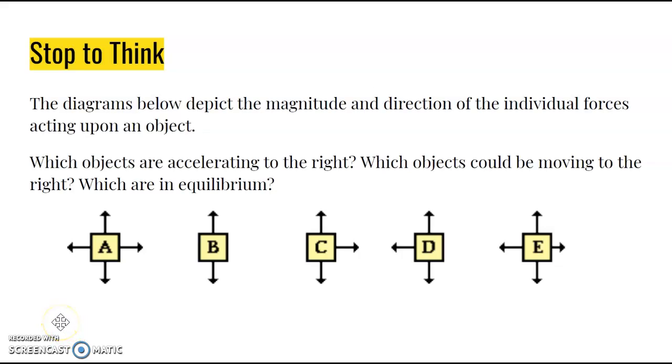And which are in equilibrium? A and B are in equilibrium. We do not know whether it's static or dynamic equilibrium because we do not know if the objects are moving or not to begin with.